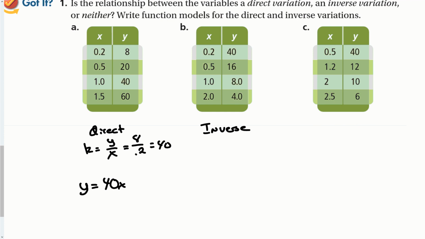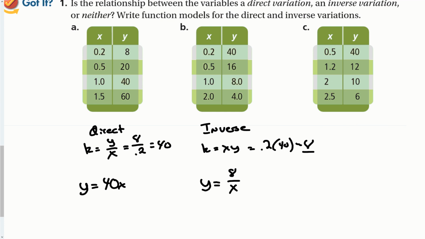So we have to check the constant in order to decide whether it's inverse, direct, or neither. So for inverse, the constant equals x times y. So that's 0.2 times 40, which is 8. Half times 16, that's 8. 2 times 4, 8. So all of these have a constant of 8. So my equation is y is equal to 8 over x. K divided by x for inverse, k times x for direct.